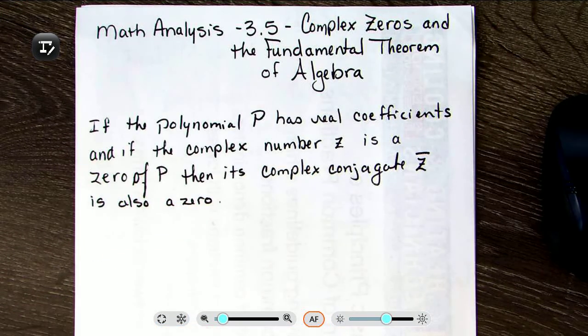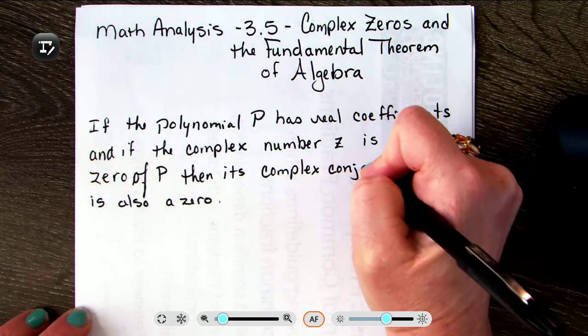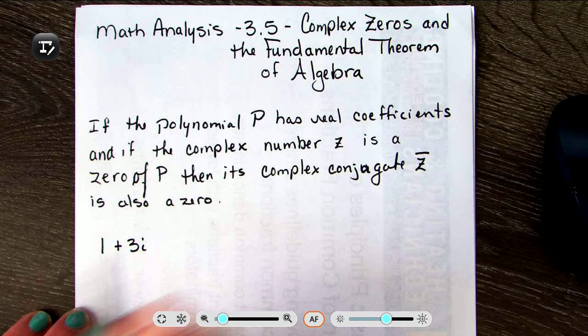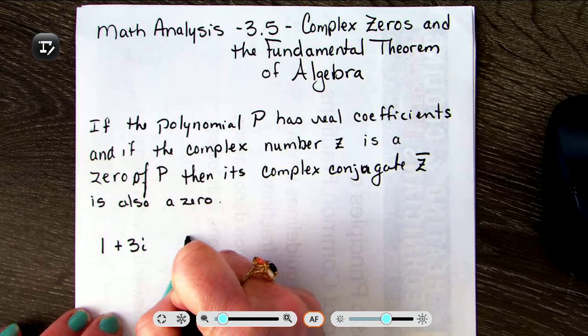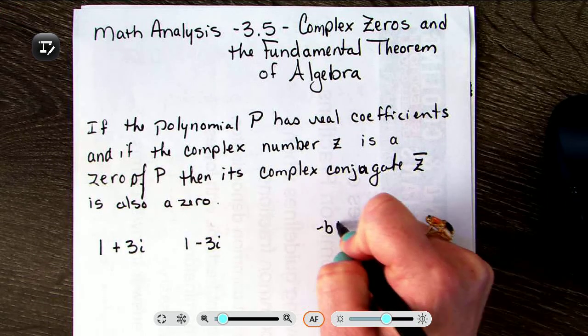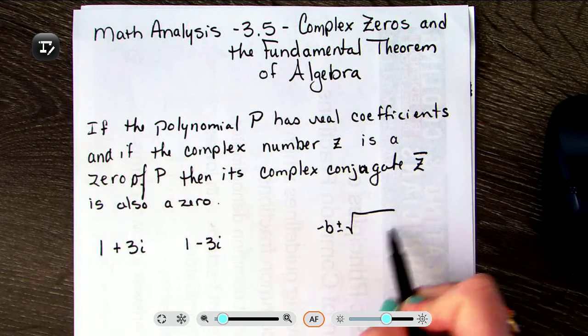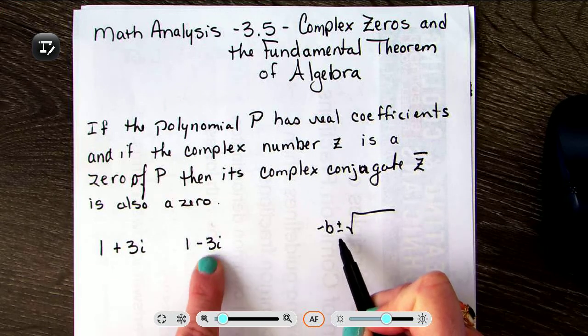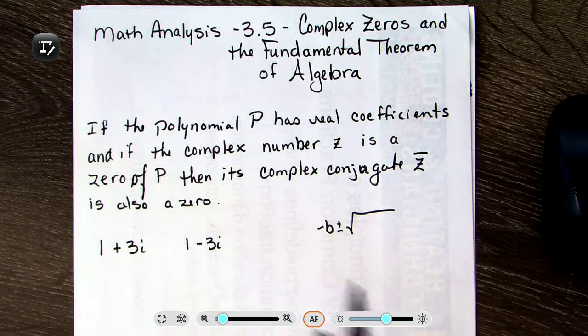In other words, they appear in conjugate pairs. To remind us what the word conjugate is, and that's a u, not an a, for example, if you had 1 plus 3i, the conjugate of 1 plus 3i is 1 minus 3i. So we'll get those conjugate pairs. And if you think about the quadratic formula, we had that negative b plus or minus square root piece. This is where the i would come from, hence the reason we get the positive and the negative portion. So this is kind of where it's coming from.